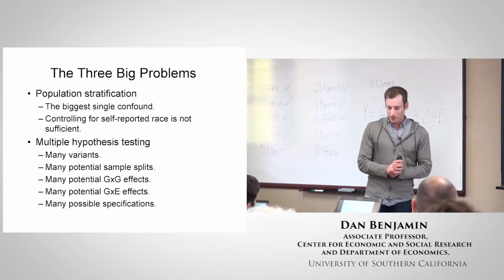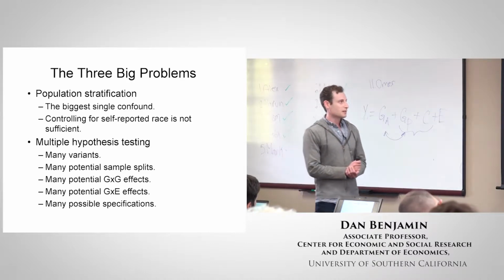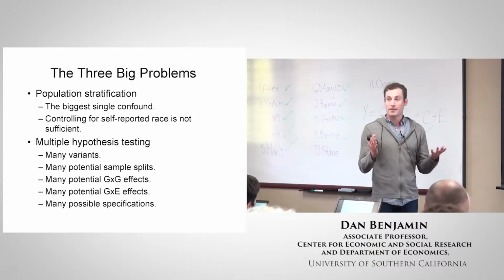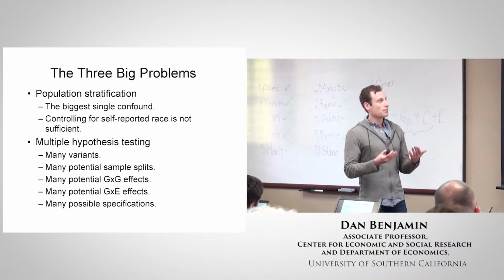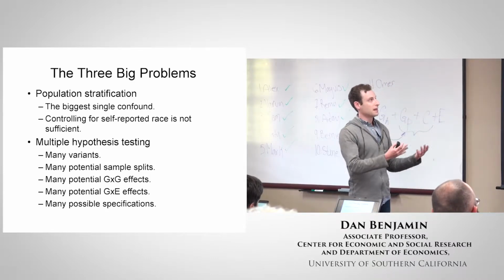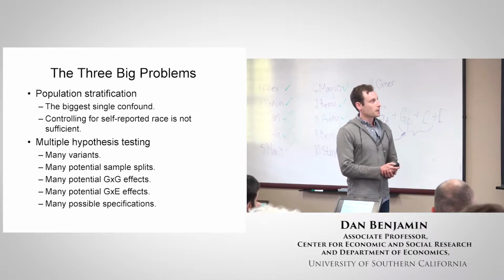We talked about three big problems of estimating genetic effects, and these are big problems even beyond that. They apply more generally to empirical work. One is the problem of confounding, which in the case of genetic effects is largely about population stratification.